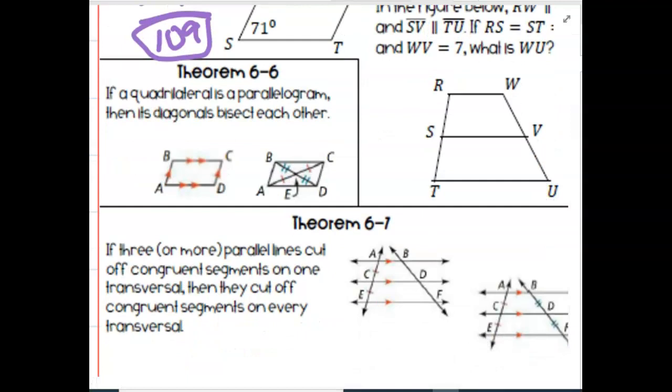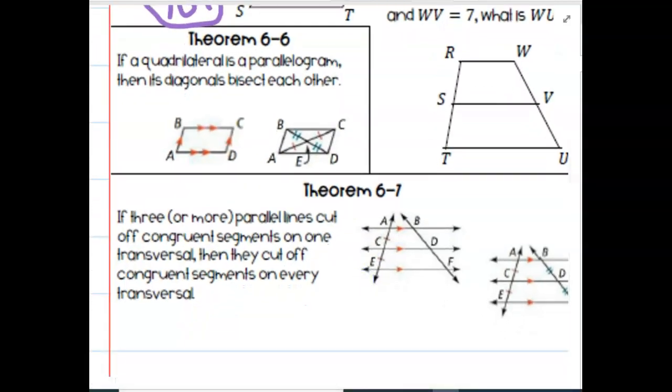Theorem 6.6, maybe should have thrown that up there. It talks about, once again, having a quadrilateral. What you can do with the quadrilateral is draw the diagonals. The diagonals connect the opposite vertices, so you would draw a line from B to D and from C to A. When you have a quadrilateral and you draw the diagonals, those diagonals are going to bisect each other. Remember, bisect means cuts in half.